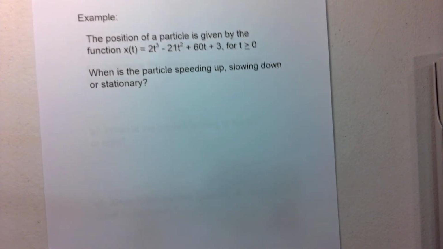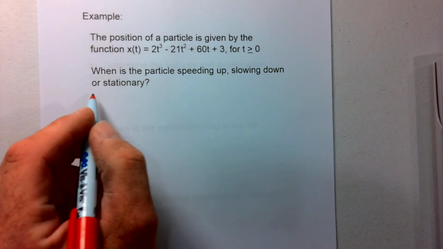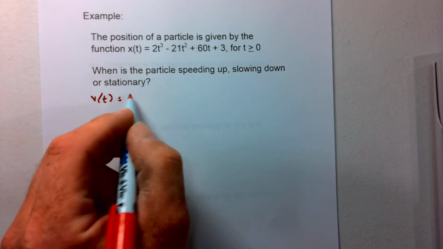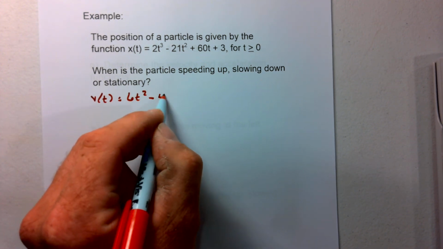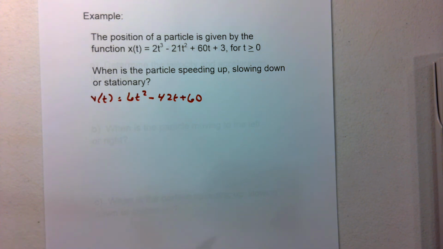Another example. Position of a particle is given by the function. Is the particle speeding up, slowing down, or stationary? Or when is it speeding up, slowing down, or stationary? So the first thing we've got to do is go ahead and find our velocity. Our velocity in this case is 6t squared minus 42t plus 60. That looks familiar from somewhere, doesn't it?